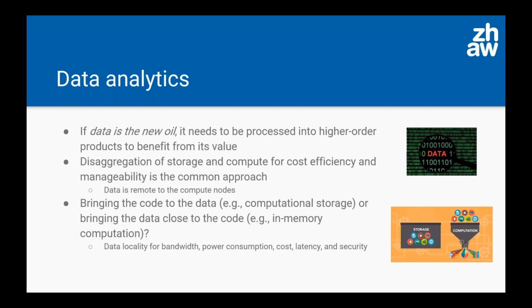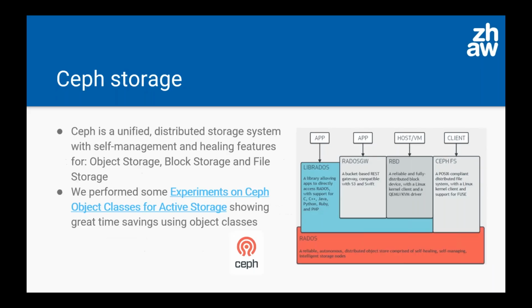And the other approach, which is a bit more the focus of this presentation, is bringing the data closer to the code. And for instance, here comes everything related to caching and in particular in-memory computation. And of course, the common point of these two approaches is data locality. Data is close to the computation, and you have benefits again on bandwidth, power consumption, cost, latency, and security.